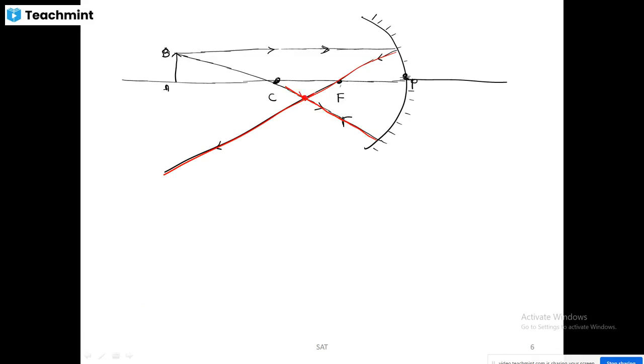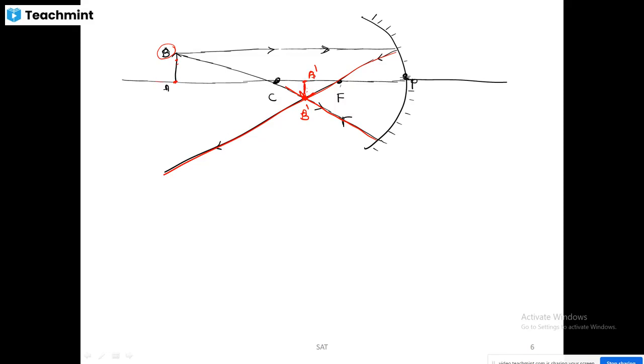This is the position of the image of B. This is B dash, because we find the image location of B. What about A? A is the foot of the perpendicular to the principal axis, so definitely A also forms an image here. This is A dash, and this is B dash.